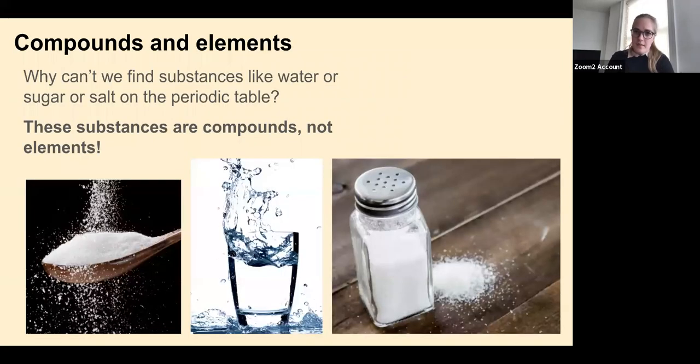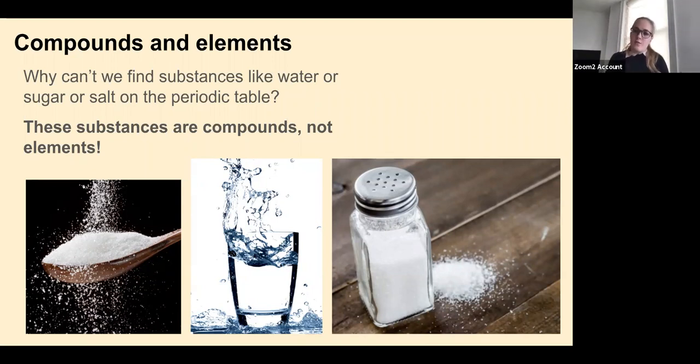But jumping into this week's topic, compounds and elements. Returning to our thinking question from the starter: why can't we find substances like water or sugar or salt on the periodic table? The answer is that these substances are compounds, not elements. Sugar is made up of 3 different elements: carbon, hydrogen, and oxygen. Water, as you all know, is H2O, so it's got hydrogen and oxygen. And salt has 2 elements, sodium and chlorine. So salt is sodium chloride. We can't find these substances on the periodic table because they're compounds.